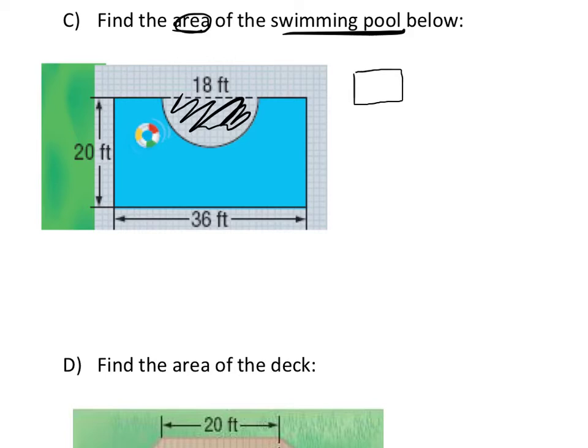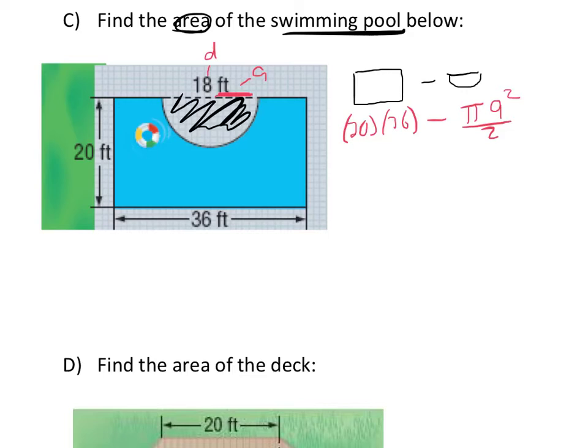In the last questions, we would add shapes together because they're a sum of shapes. This is going to be a subtraction of shapes. So we're going to subtract the half circle. The area of the rectangle is 20 times 36, minus the area of the half circle, which is pi times radius. This is the diameter, so your radius would be half as long, which would be 9. So it's 9 squared, but it's a half circle, so divide by 2.